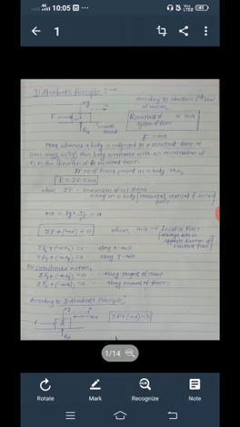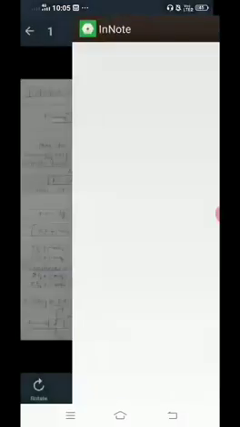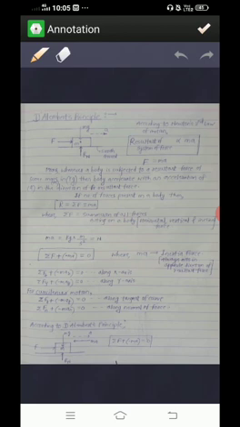D'Alembert's principle. So what is D'Alembert's principle, friend? Again, try to revise. For the explanation of D'Alembert's principle, see this figure. In this figure, one block is placed over the ground, and a system of force F is applied on the body.